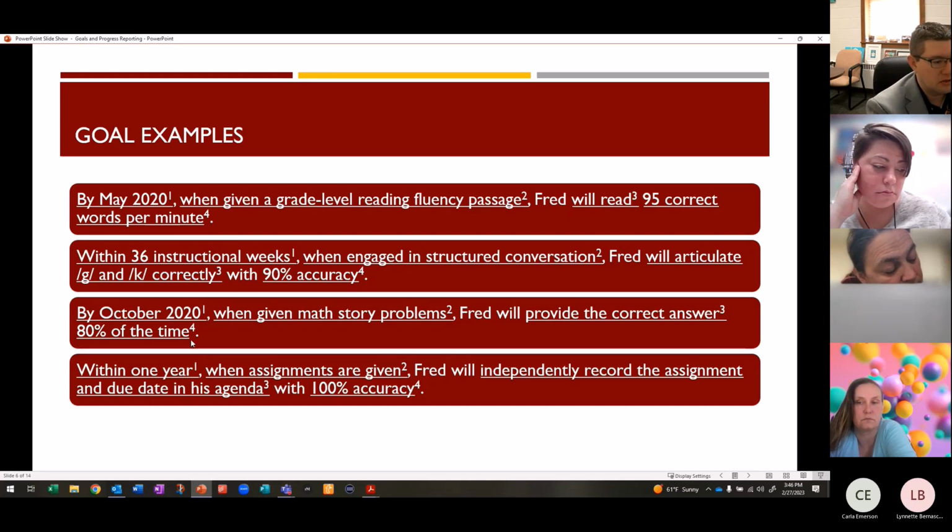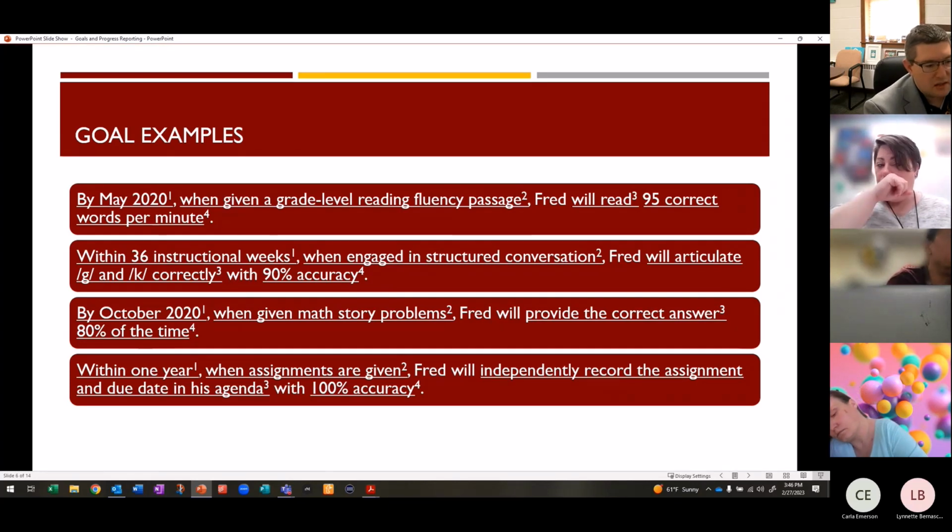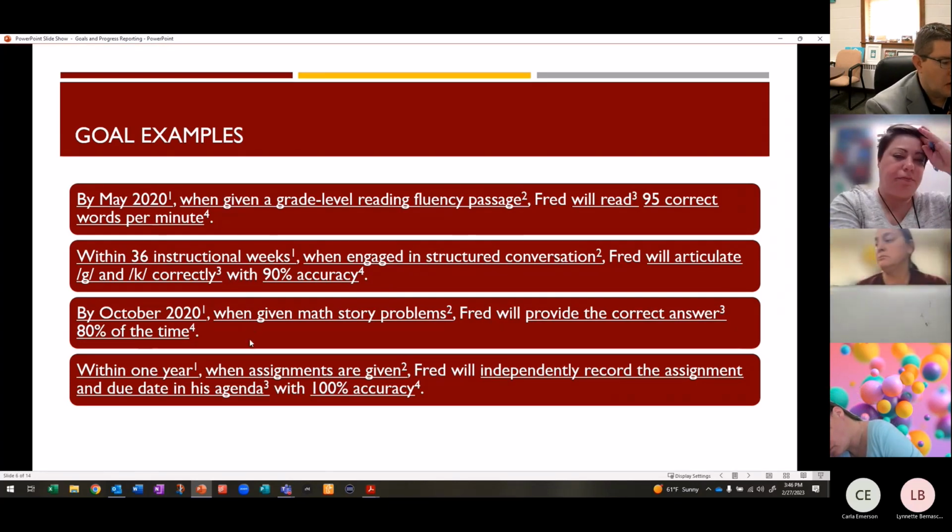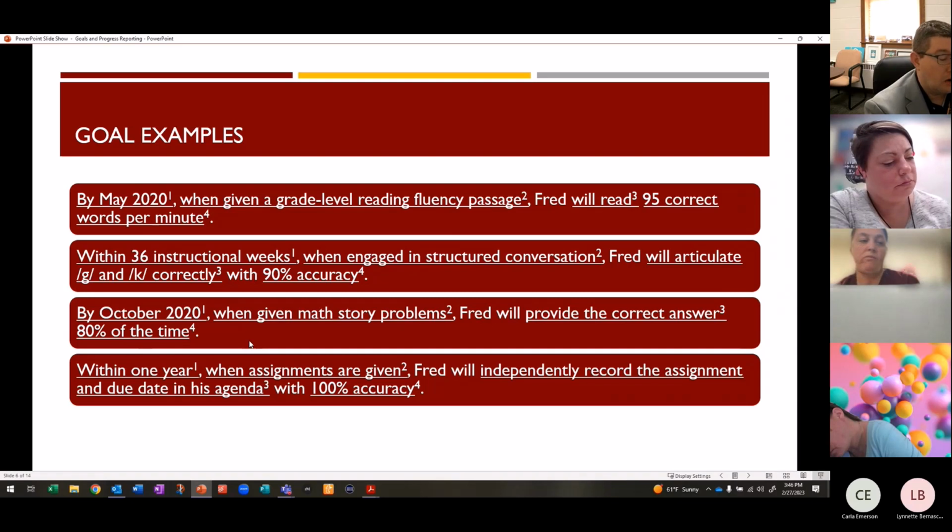With these different examples, you'll see time frame, condition, behavior, and criteria, and it just goes through each one. I like to write my goals in that same format. You can write them in different ways and they'll still be accurate, but this way helps me make sure that my goals meet the requirements that the state requires.